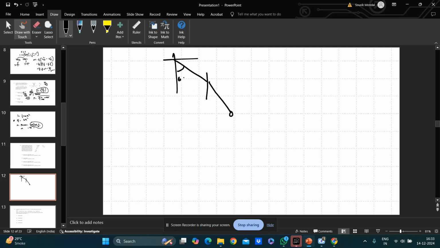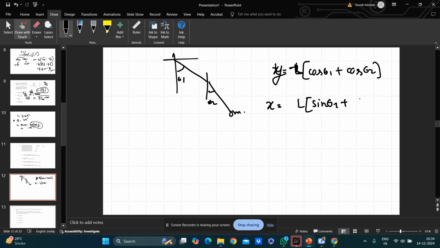This is theta one, this is theta two, this is same. So what is the x coordinate of this mass? Both the lengths are L. So the y coordinate of the mass is L cos theta one plus L cos theta two, and the x coordinate is L sine theta one plus sine theta two.